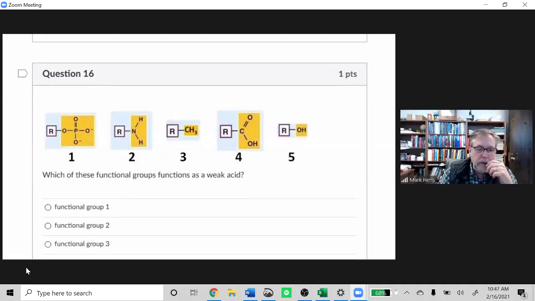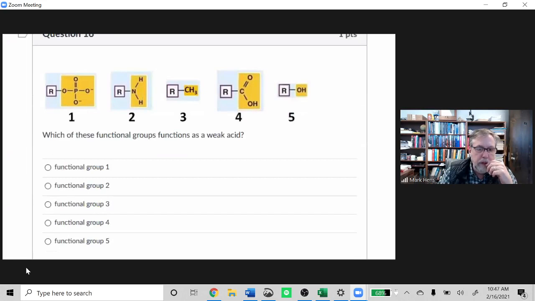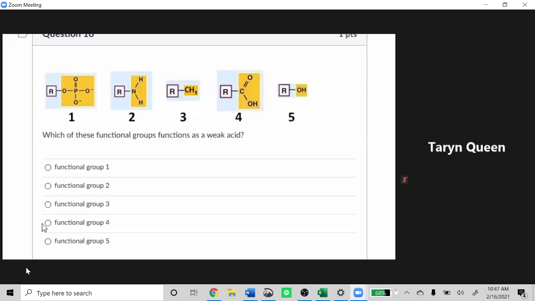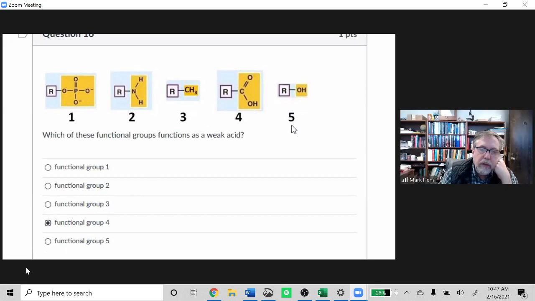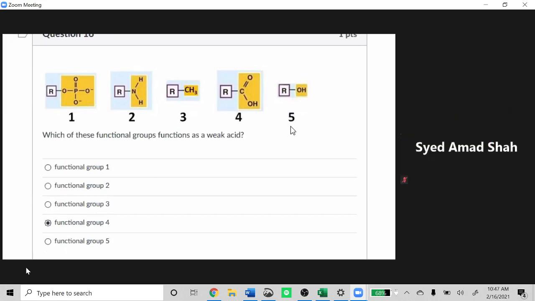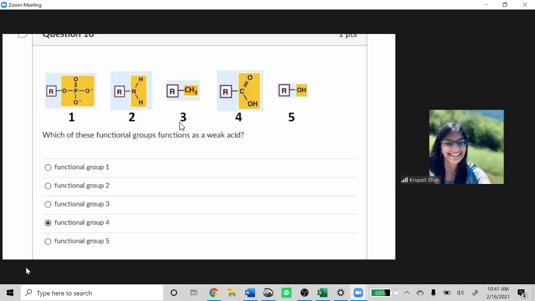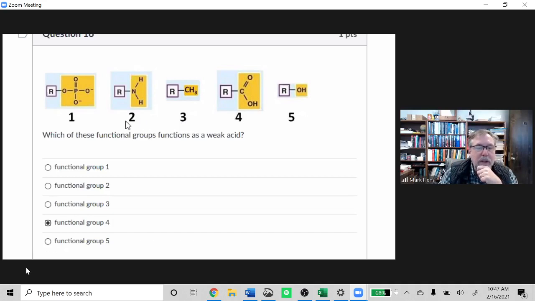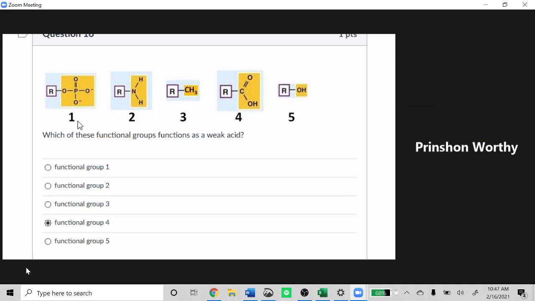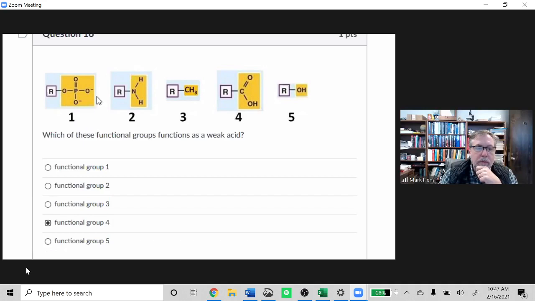Okay. Last one. Functional groups. Which one acts as a weak acid? 4, right. The carboxyl group. Good. What is 5? Hydroxyl group. What's 3? Methyl. What about 2? Amino group. And number 1? Phosphate group. Very good. All right. So that's that for the quiz.